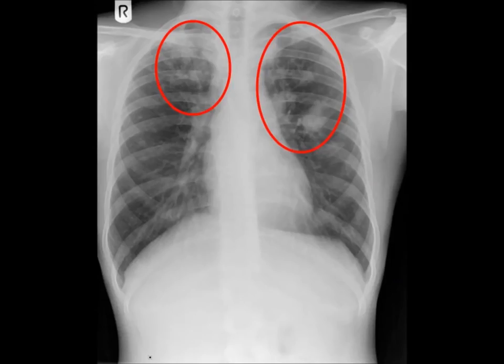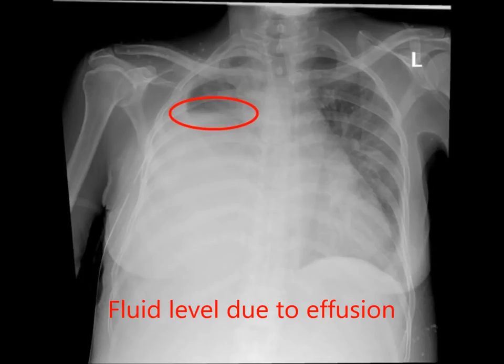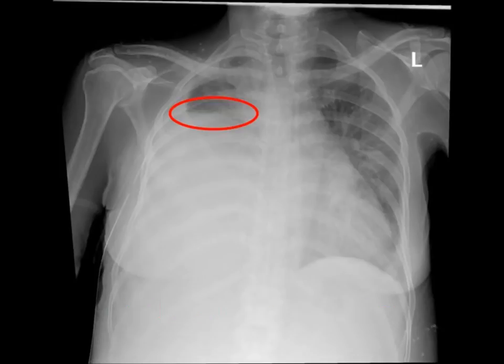Also look at the lung fields for any areas of abnormal shadowing, such as in this patient with tuberculosis, any opaque masses, such as in this patient with lung cancer, and for any fluid levels, such as in this patient with pleural effusion. Remember that you only see fluid levels in patients who are upright.